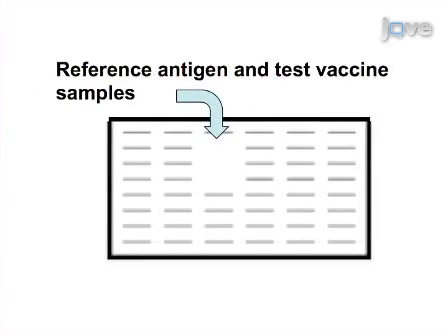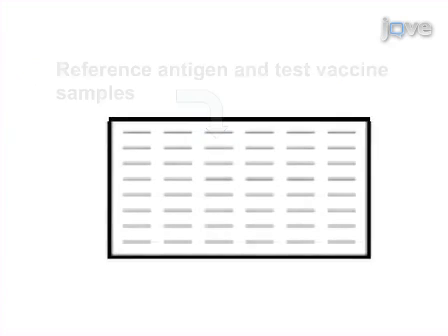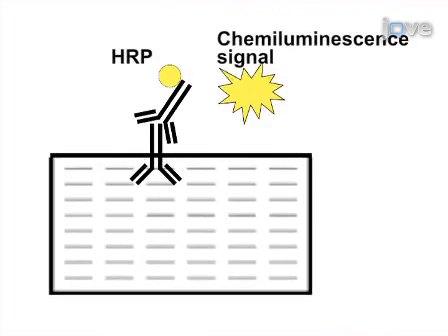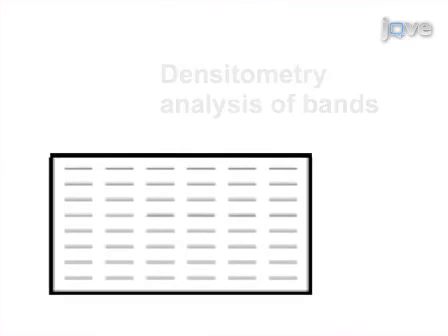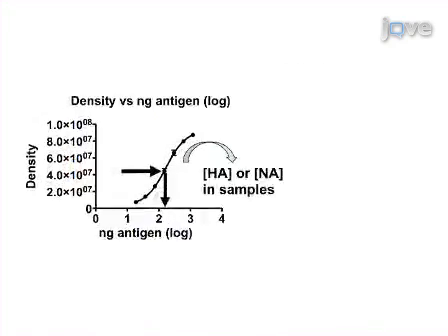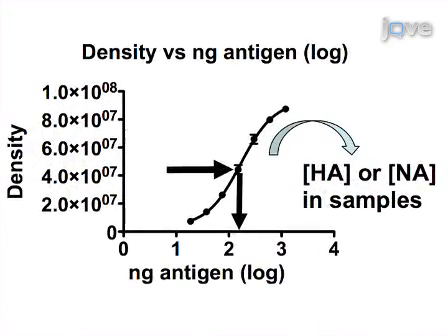The third step is to assemble the slot blot apparatus and load the samples into the slots. The fourth step of the procedure is to detect the HA or NA on the membrane using their respective universal antibodies. The final step of the procedure is to quantify the amounts of HA or NA by densitometry. Ultimately, results can be obtained that show HA or NA quantified against their respective reference antigens.